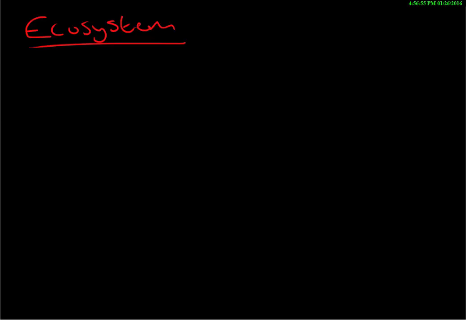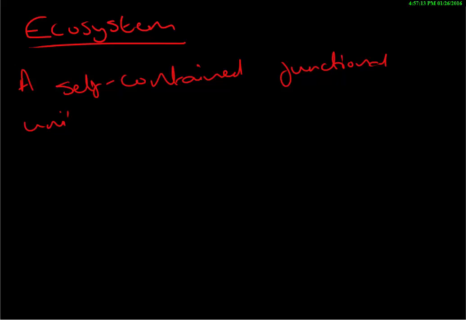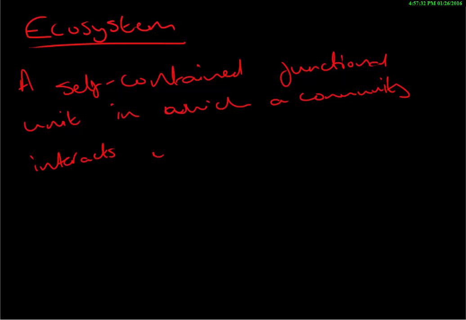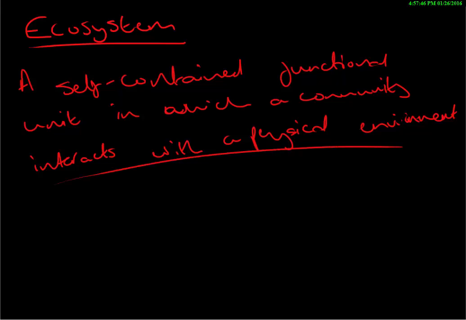An ecosystem, well, this is a bit of a harder definition. An ecosystem is a self-contained functional unit in which a community interacts with a physical environment. So what this means is an ecosystem, for example, would be an oak woodland. That is the ecosystem. And the ecosystem is made up of all of the habitats and the whole community and all of the biotic and abiotic factors.